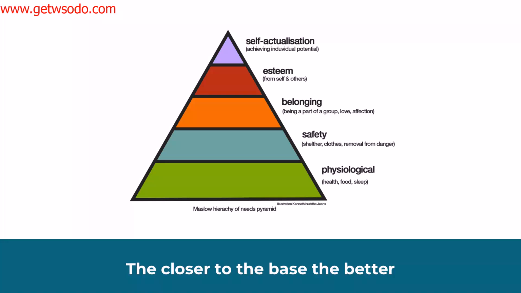So what you need to think about is something called the Maslow hierarchy of needs, and essentially the closer you are to the base, which is your basic needs like physiological, like health, food and sleep. In that case, dog food is definitely the base level, although it's for my dog, it's not for me. And safety and shelter, clothes, removal from danger, etc. The closer you are to the base, the more likely you are to do well.